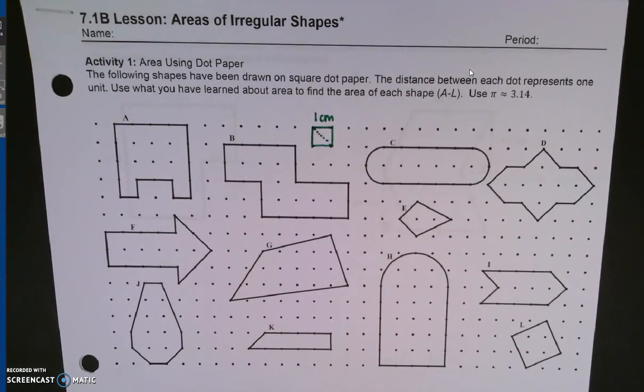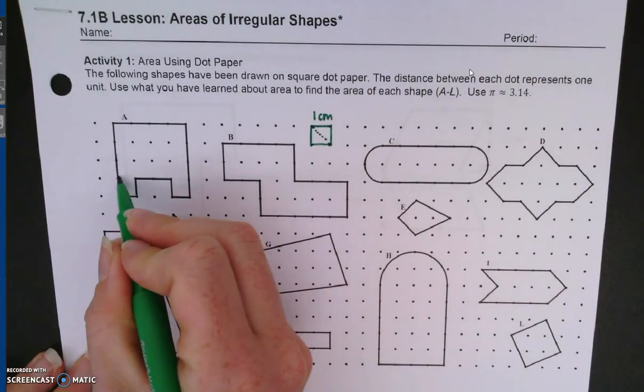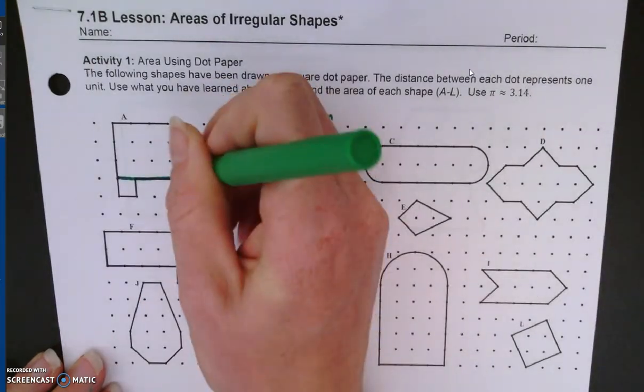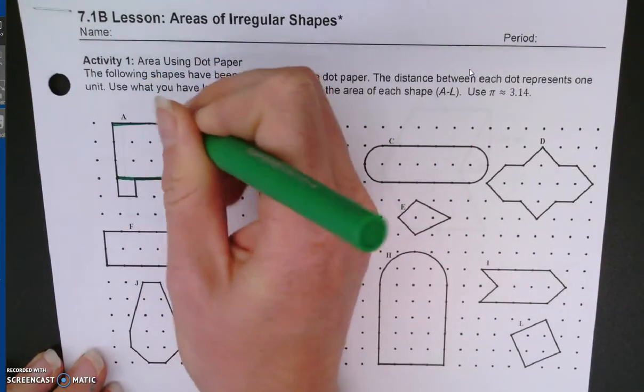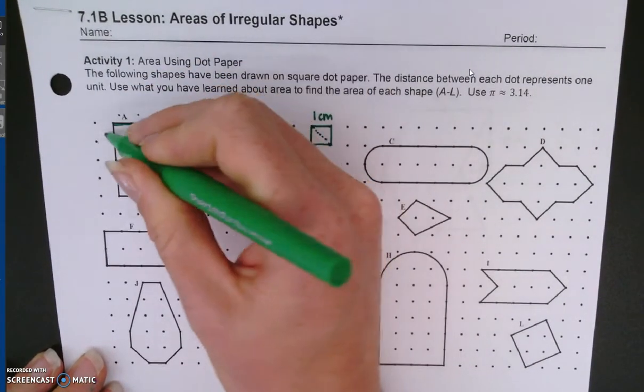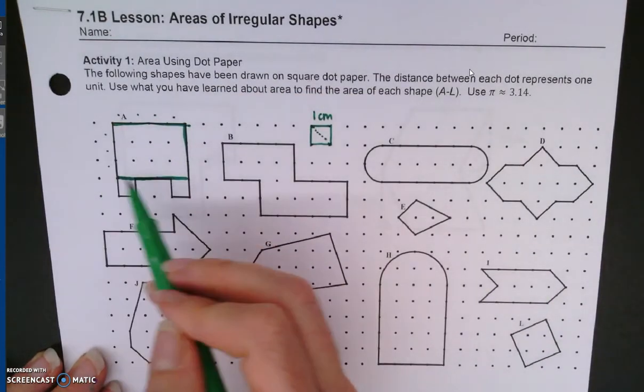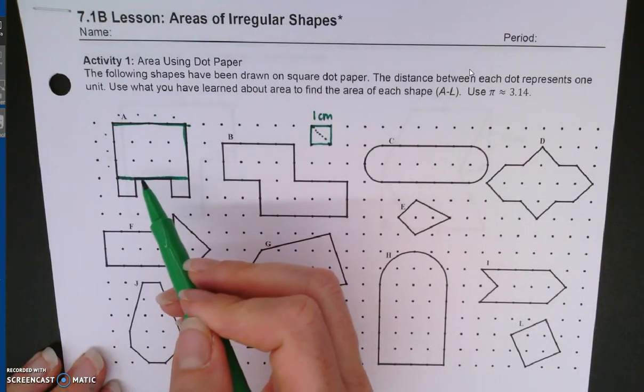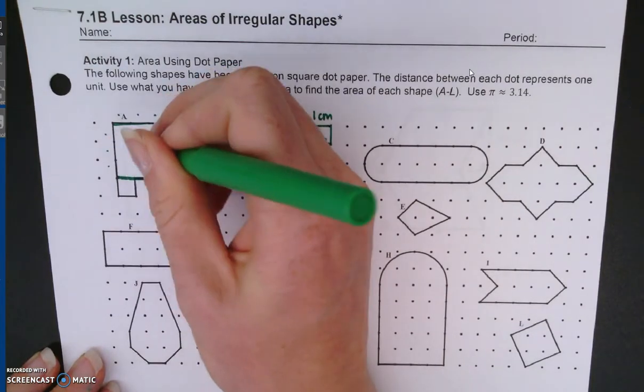So let's take a look at A. How can we break up A to find the area? Well, I see one really big rectangle. That's a 1, 2, 3, 4 by 1, 2, 3. So what's the area of this rectangle? 3 times 4, that's 12 square units.